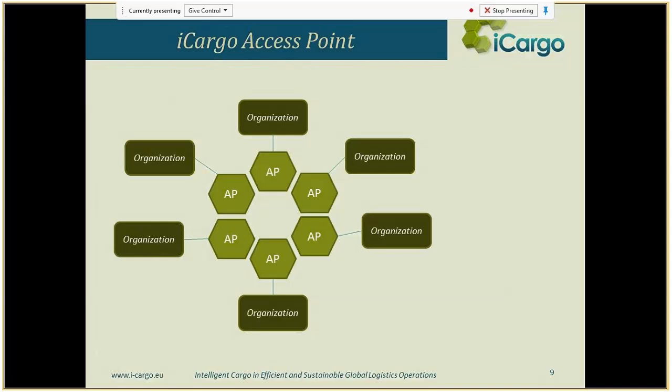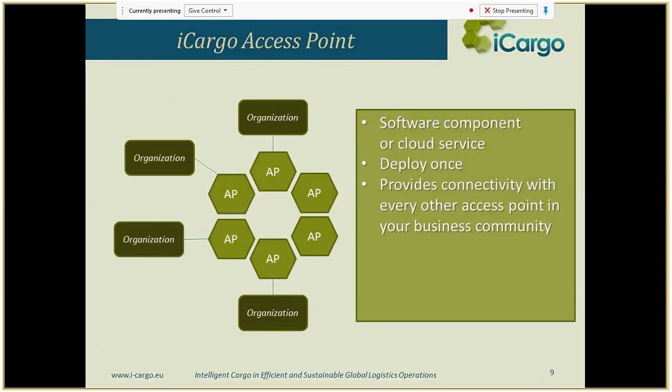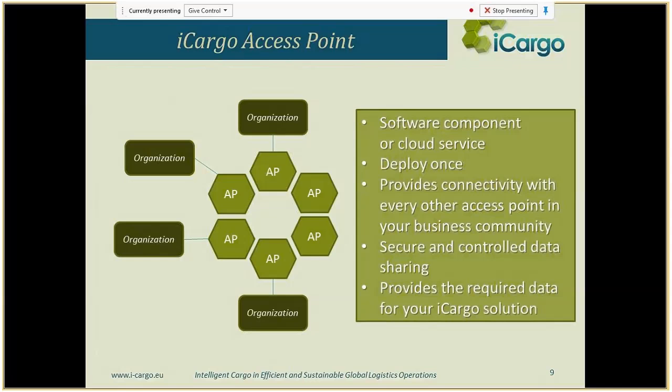So iCargo tries to solve this through the concept of an access point. And in the vision of iCargo, every organization could have an access point to share data with other organizations. Now, what is an access point? It's a software component, might be a cloud service. The idea is to deploy such an access point only once, and then when you've deployed that, it provides you with connectivity with every other access point in your business community. It provides you with secure and controlled data sharing, and in the end, it provides the required data for your iCargo solution.